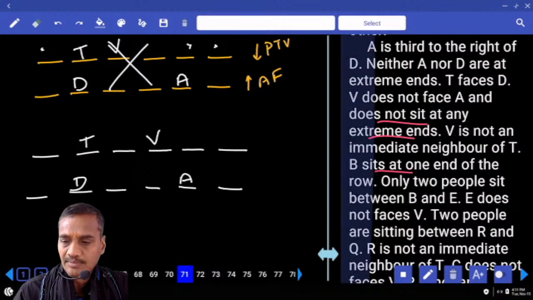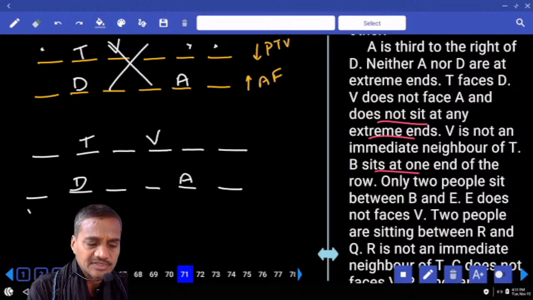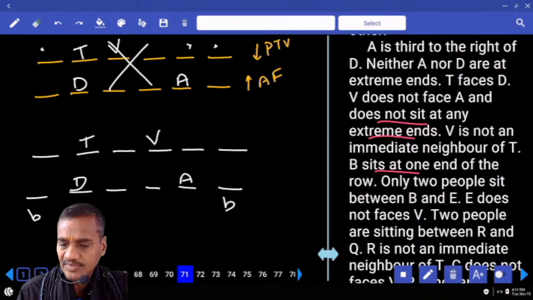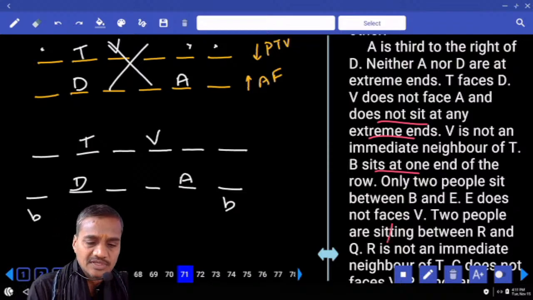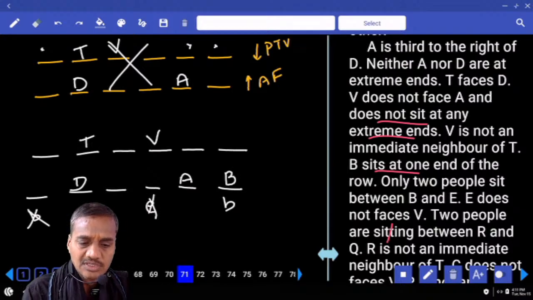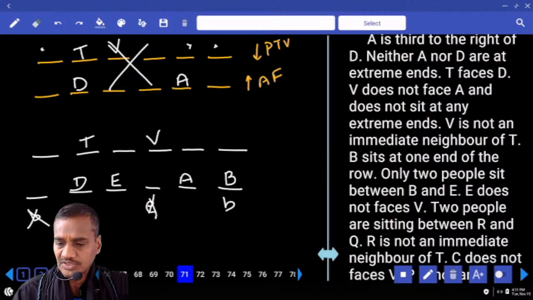And next one, B sits at one of the ends of the row. B can be at the left extreme or at the right extreme. And there are only two persons between B and E. And E does not face V. Hence E cannot be here, which implies that B cannot be at this place. Hence B is here, with two persons between B and E, and E and V are not opposite to each other.